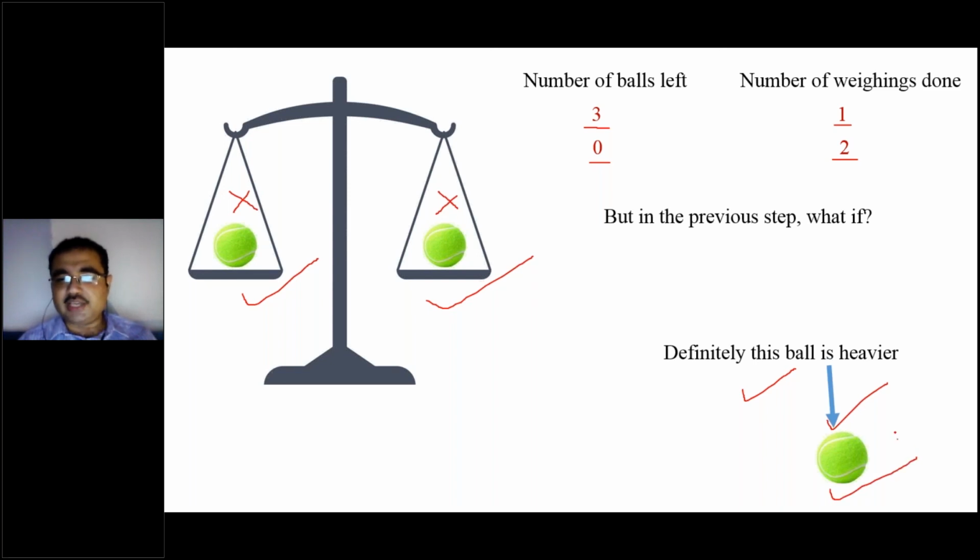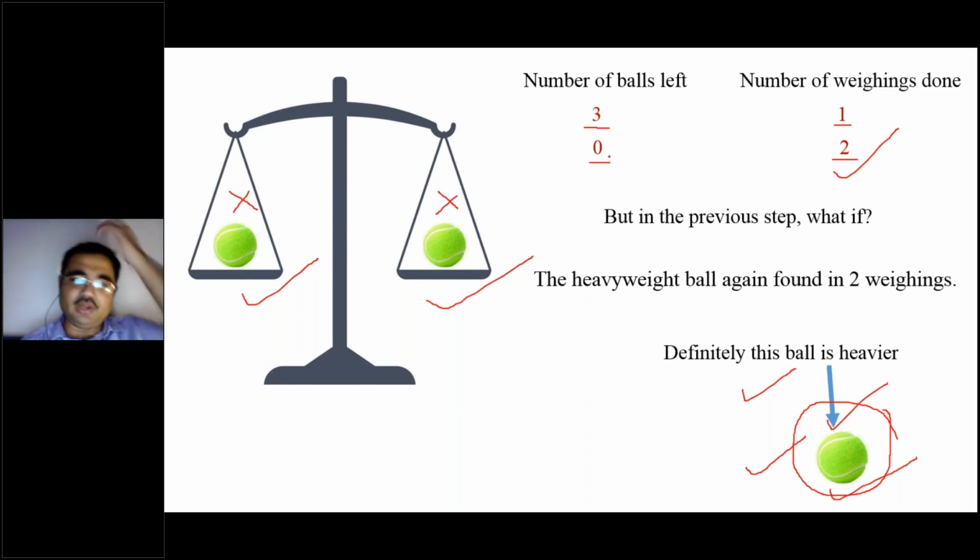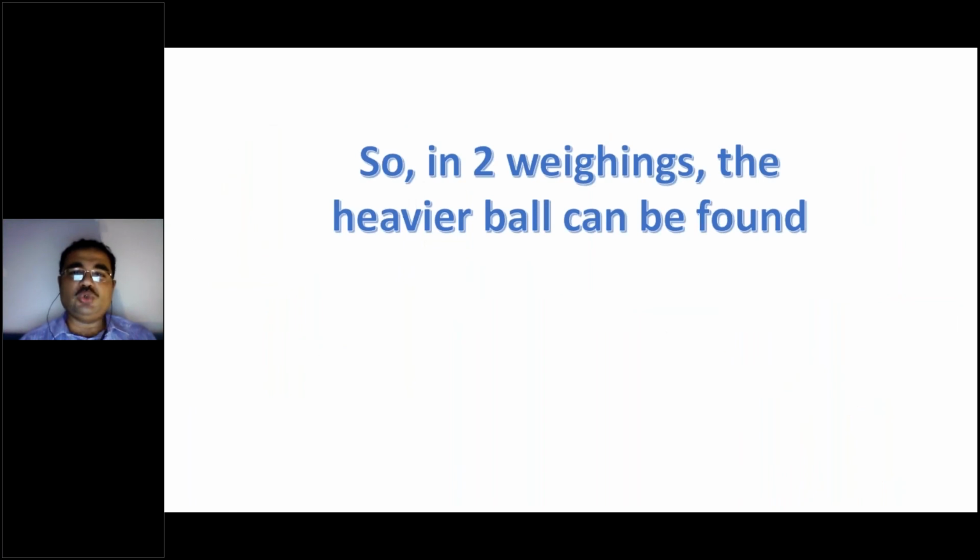The trick is leaving out this one ball. If the other 2 balls show the heavier weight, it's done. Even if they don't show the heavier weight, you know that this ball is heavier. So again, you have done it in 2 weighings. So even in the worst case, within 2 weighings, you can say that you have found the heavier ball.